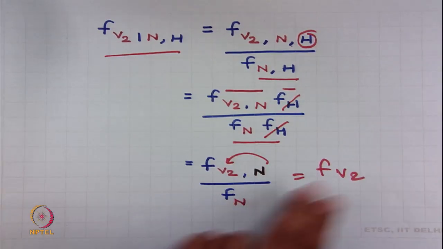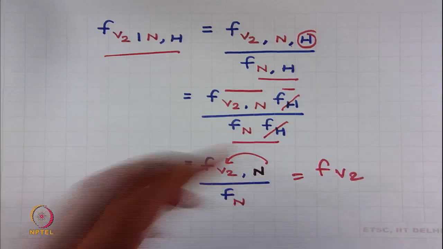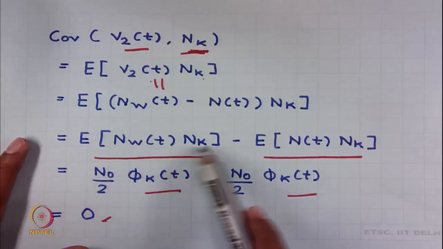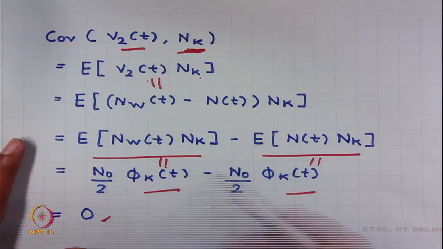and thus this will simply reduce to the probability density of V2, and thus looking at V2 will not improve your knowledge about the hypothesis. So, we have very quickly gone to this step, and from here to here let us prove this as well.